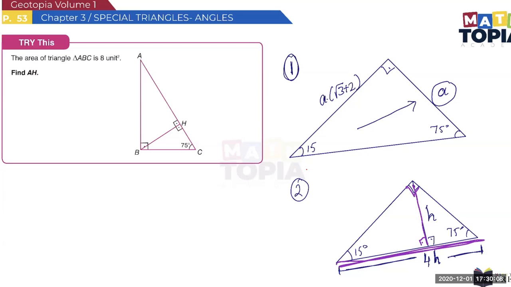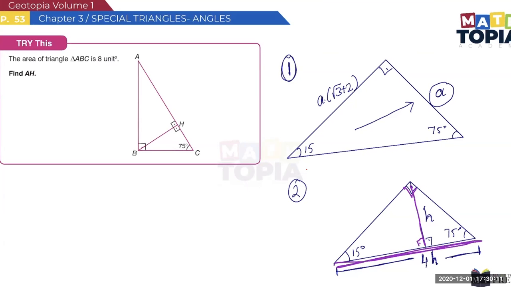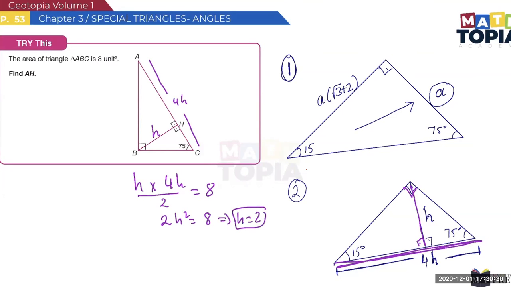Let's see. And I'm going to use maybe the first one, this h and 4h. If the area of this triangle is 8, I will say h times 4h over 2 is 8, 2h squared is 8, and h equals 2. So that's good to see that this is 2. So what am I looking for? This is 15. Okay, I am looking for this part, AH.